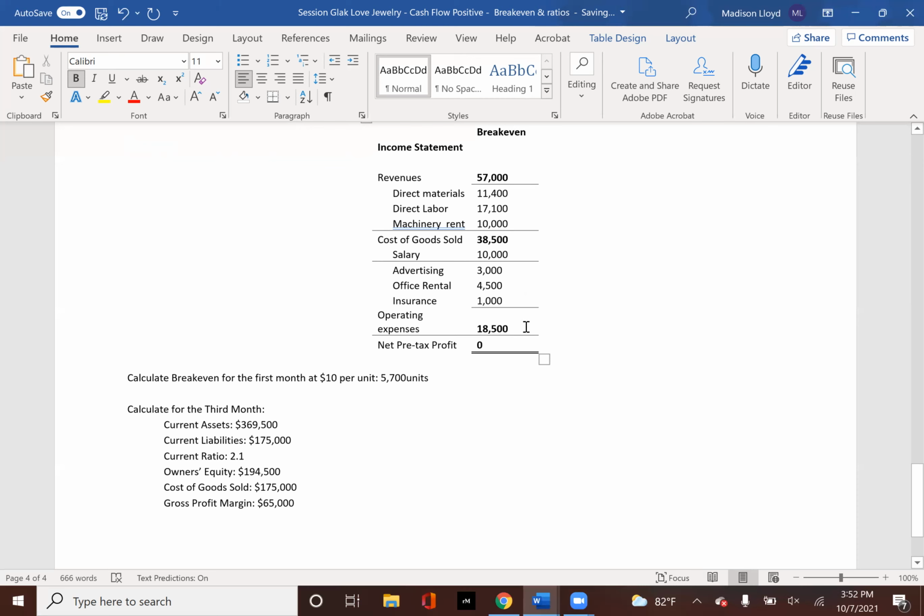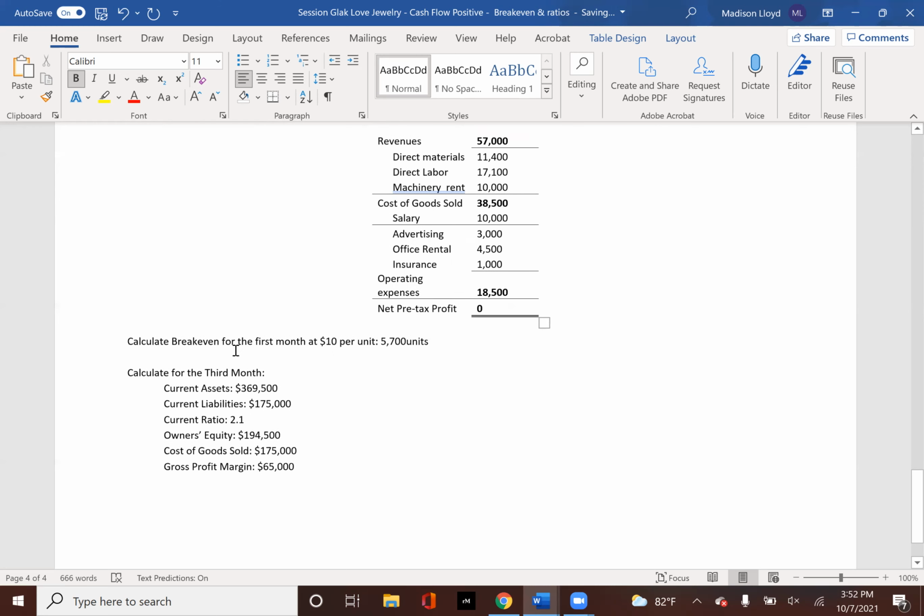Okay, I know that can kind of be confusing, but you can try it out with different numbers in different scenarios and you'll always get the same $0 break even profit if you do the steps that I just told you. All right, calculate for the third month.